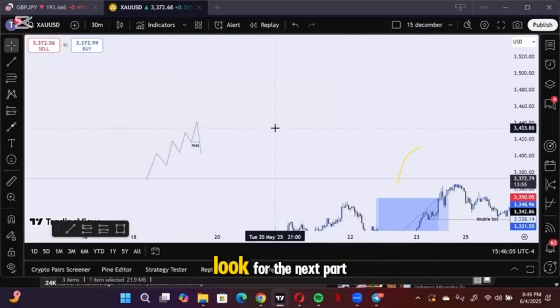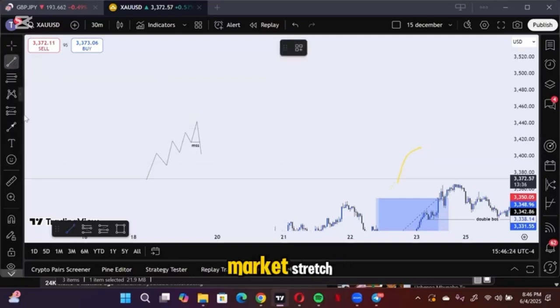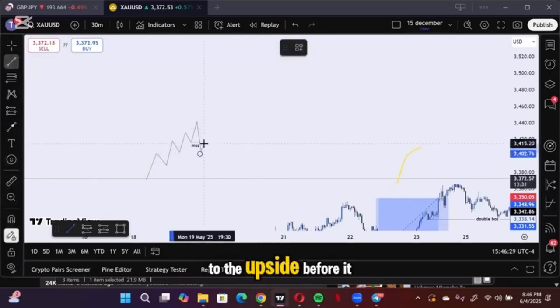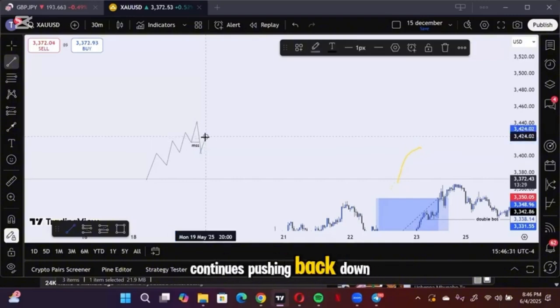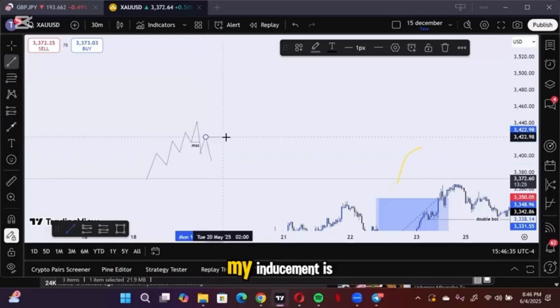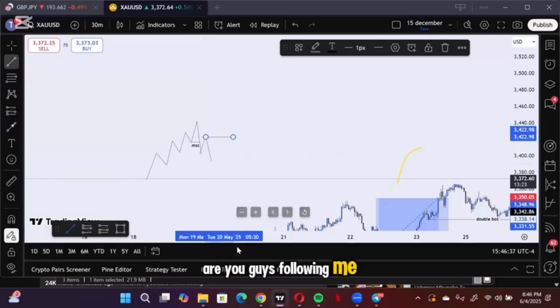After that, you now look for the next part of the strategy, which is the liquidity part. I said the liquidity that we use after the structure part is the inducement, and the inducement is the first pullback that the market makes after the structure shift or the break of structure before it continues going in the direction where it shifted structure. So after the market does this market structure shift, I'm expecting the market to give me a pullback to the upside before it continues pushing back down. This pullback that the market gives me is my inducement. Are you guys following me?